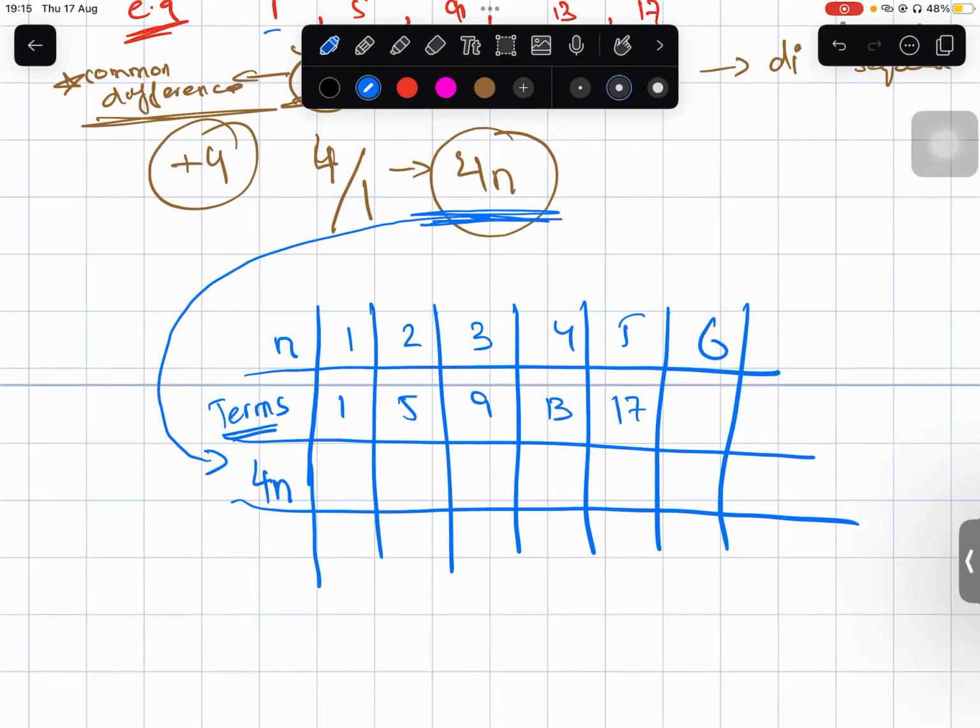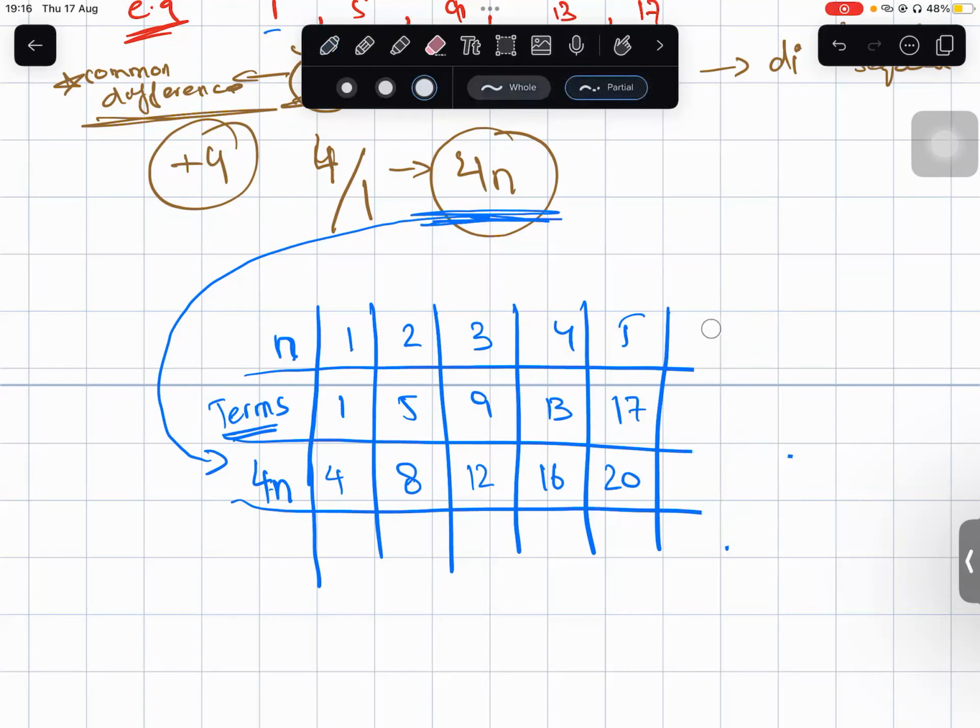And the next line is 4n. Basically this first row, n, will be multiplied by 4, and you'll get your answer here. So 4 times 1, which is just 4, then it's 8, then it's 12, 16, and 20. Is it clear? Yes. So we just multiply by 4, but without the n. No, wait, we are multiplying the n. Let me just erase these and we'll write the steps over here as well.